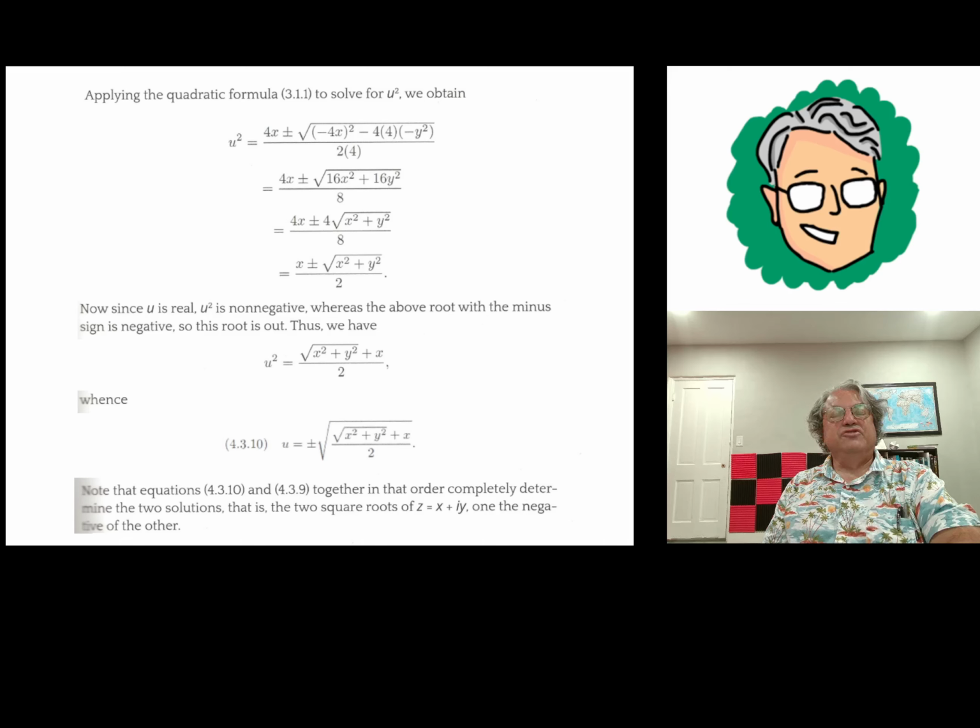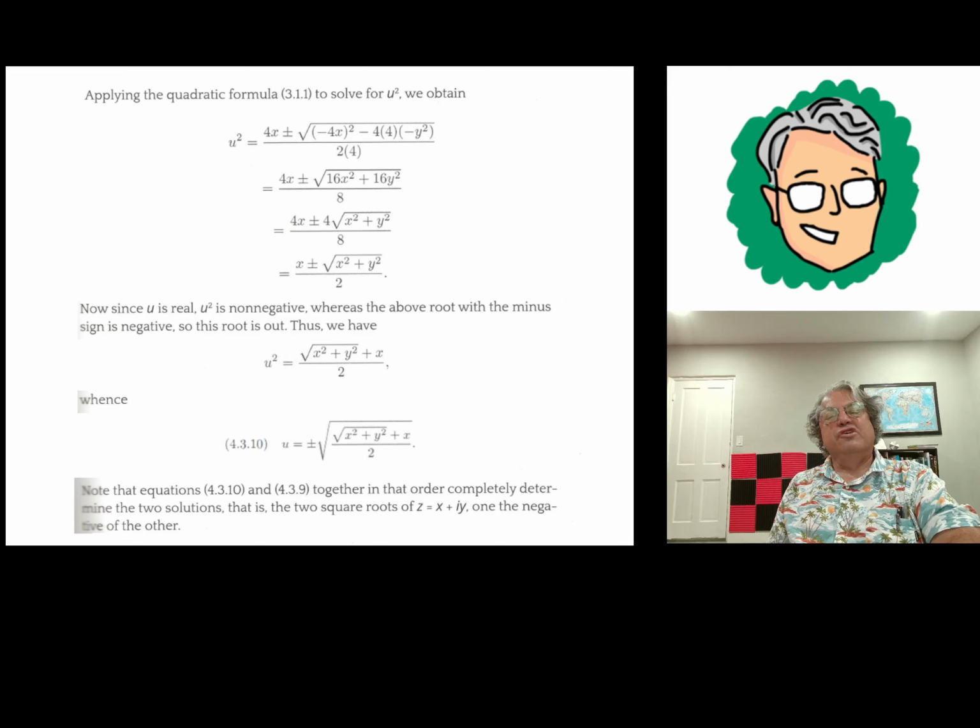So that's a formula for u squared. And now all we have to do is take the square root. But you have to be a little bit careful because there's two square roots. There's always two square roots of every number, one positive and one negative. We don't know whether u is going to be positive or negative. As a matter of fact, there's always two square roots, so we have to keep both of them.